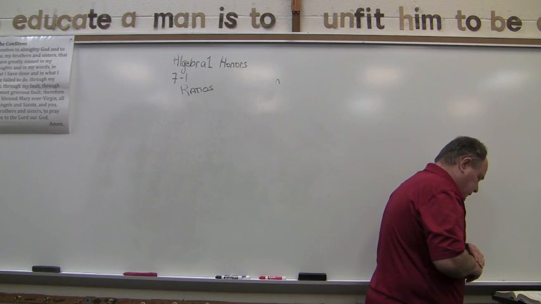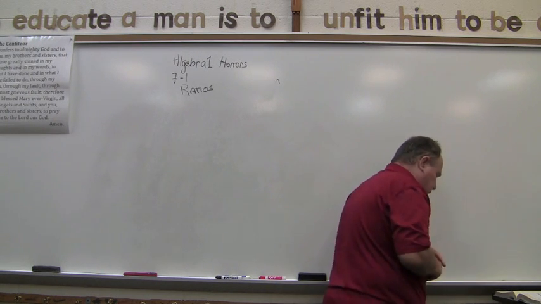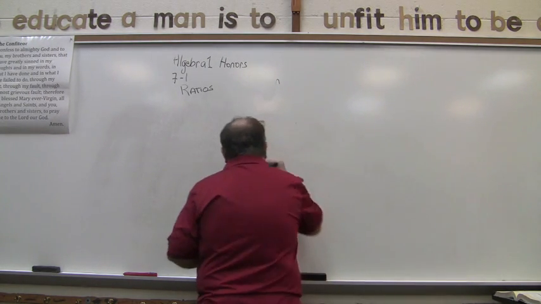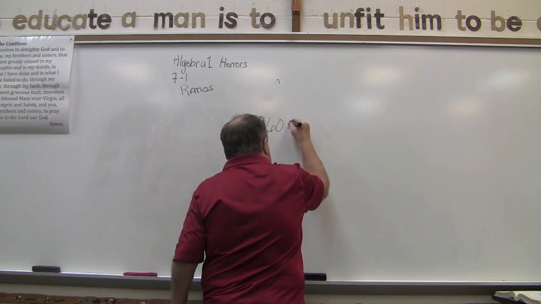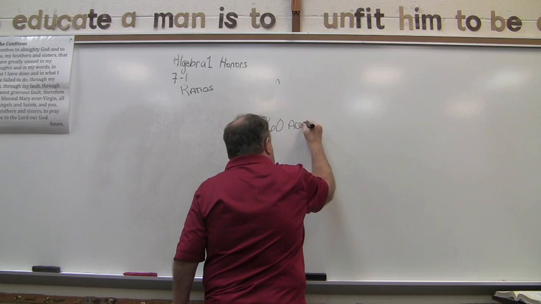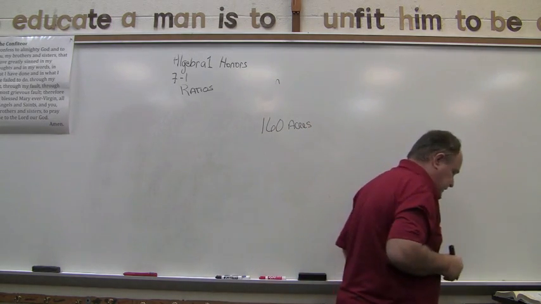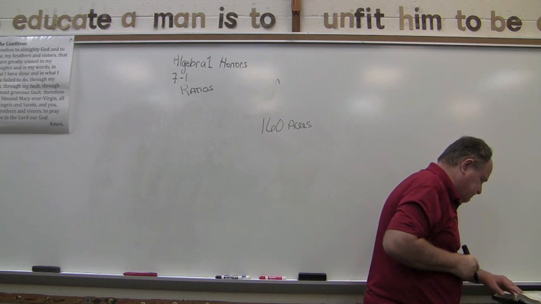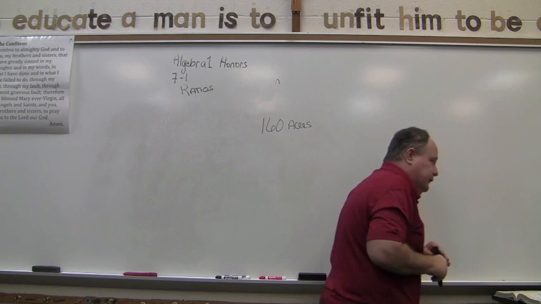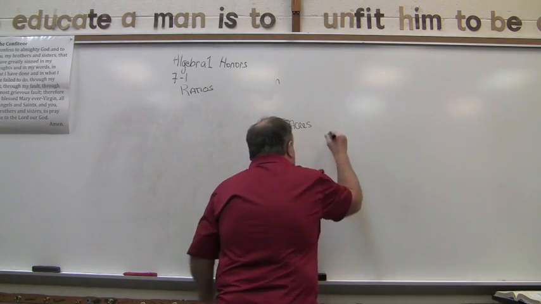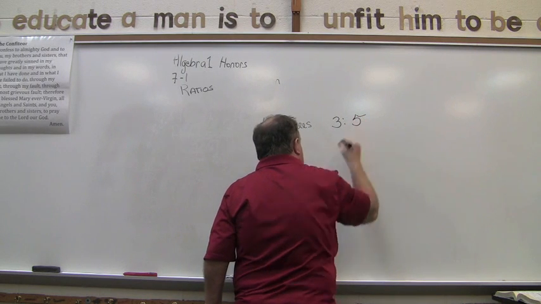It says, Jenna planted alfalfa and wheat on 160 acres. So she has 160 acres. That's how much she planted. And it says here that the ratio of acres of alfalfa to the acres of wheat is 3 to 5. So we have 3 acres of alfalfa to 5 acres of wheat.